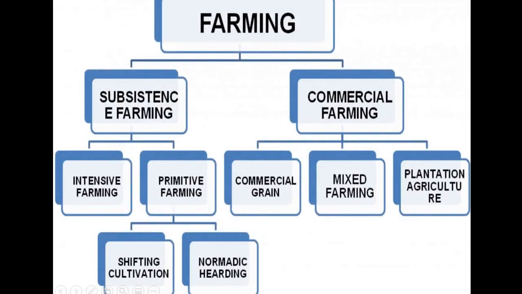This is the flow chart of farming. Farming is divided into two parts: subsistence farming and commercial farming. Subsistence farming is further divided into intensive and primitive farming. Primitive farming has two parts: shifting cultivation and nomadic herding. Commercial farming is divided into three parts: commercial grain, mixed farming, and plantation agriculture.